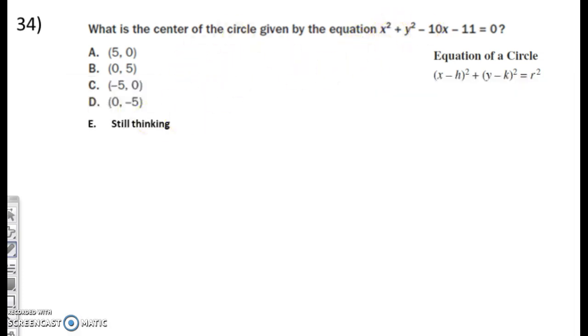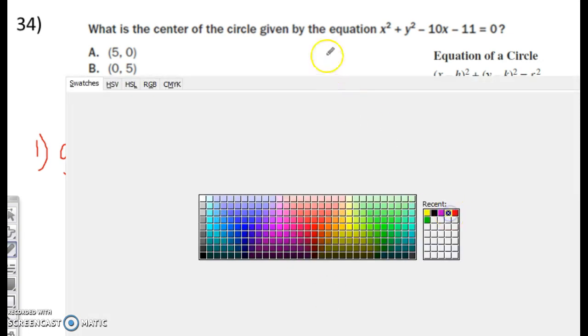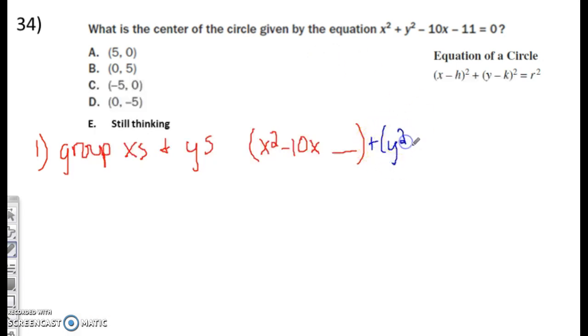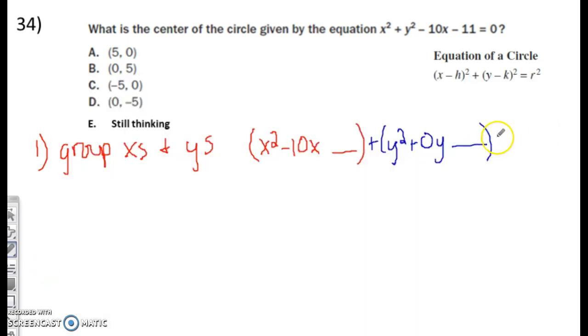The first thing we do, step 1, is we group our x's and y's together. So what that's going to look like is we're going to take x squared minus 10x and leave a blank. Then we're going to group our y's, y squared, and then there's no middle term. So I'm going to put 0y for right now, and then I'm going to leave a blank. And that is going to equal, we want to make sure we take this number here and we move it to the other side. So I'm going to add 11 to both sides. So that's going to equal positive 11.